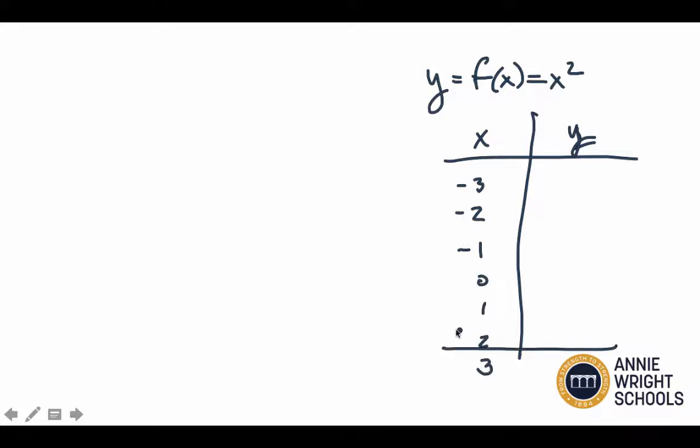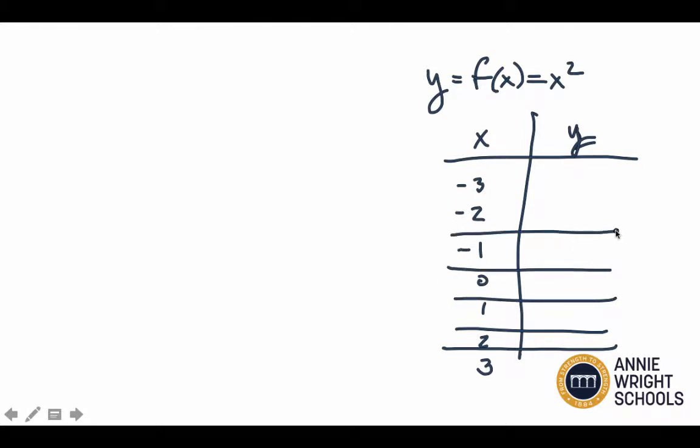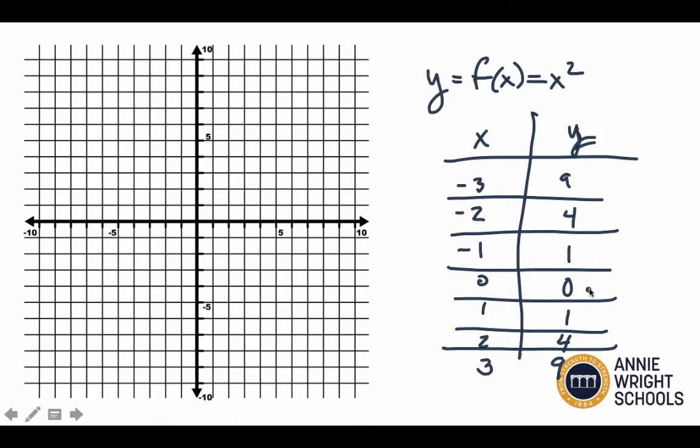And then it's a pretty easy function. All that this function does is take the x value and square it. So -3 squared is 9, -2 squared is 4, -1 squared is 1, 0 squared is 0, 1 squared is 1, 2 squared is 4, and 3 squared is 9, and hopefully you're starting to see some symmetry.